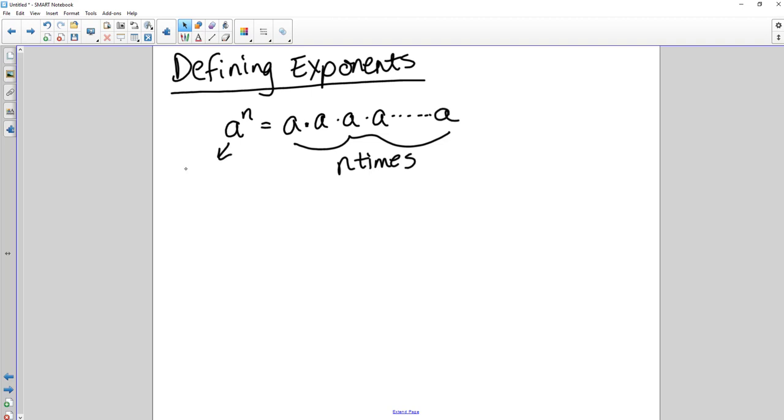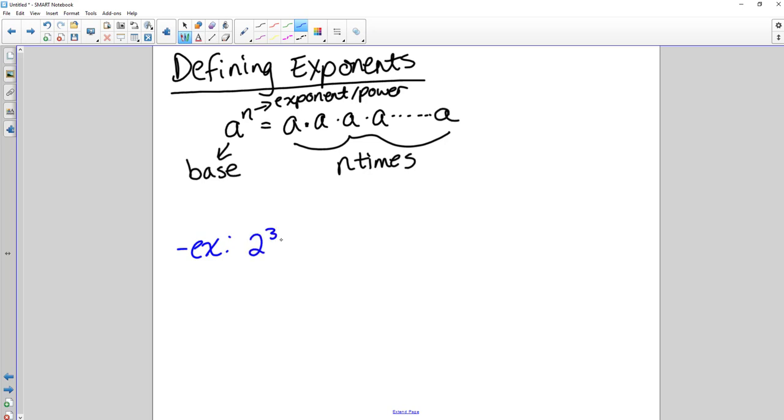Some of the lingo with this is that a is called the base, and n is called the exponent, or sometimes it's called the power. And I'm going to leave a little space for another definition we're going to do later, but let's start doing some more basic examples. So I left one little line for one more definition we're going to add.